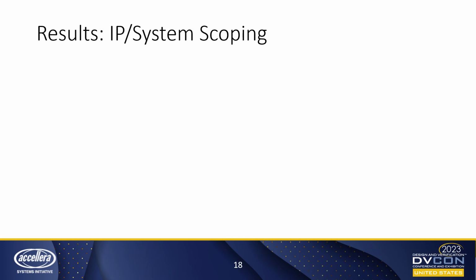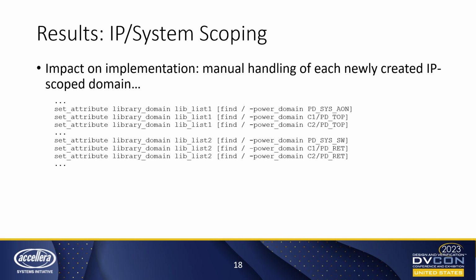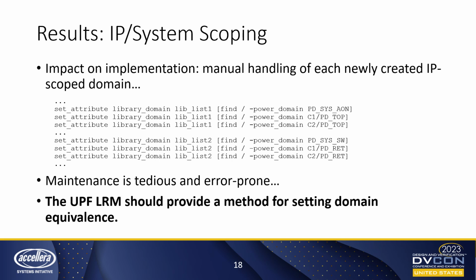The impact to our teams is that they had to manually handle each IP scope domain. Maintenance with this approach is tedious. Any new IP required updating of our flow scripts. We believe the UPF LRM should provide a better mechanism for setting equivalence between domains created by scoping.